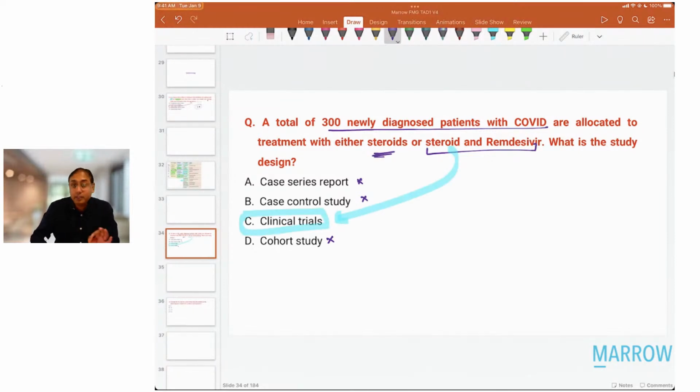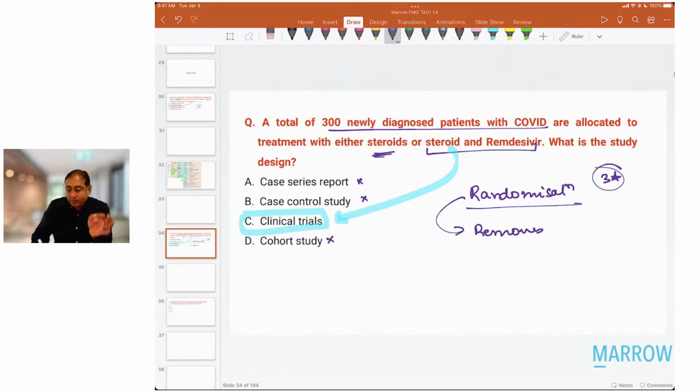Please note, this is asked quite often. What is randomization? What do you mean by randomization? This is a 3-star MCQ. Randomization removes what bias? Tell me, randomization removes what bias? It removes selection bias.